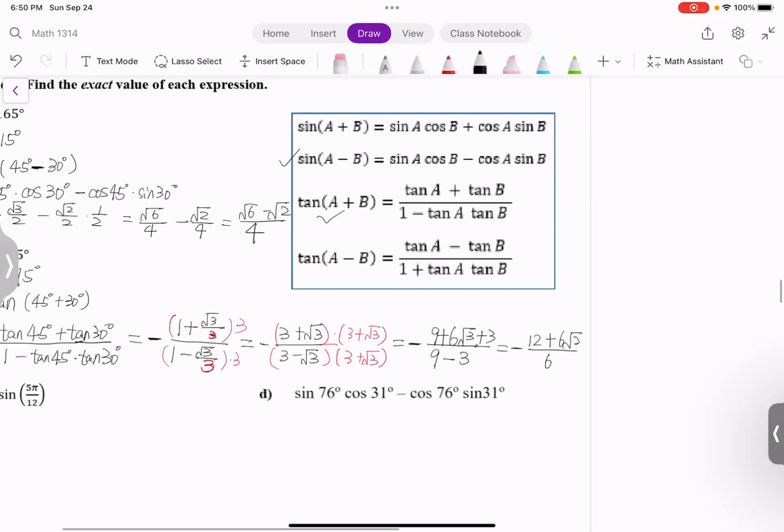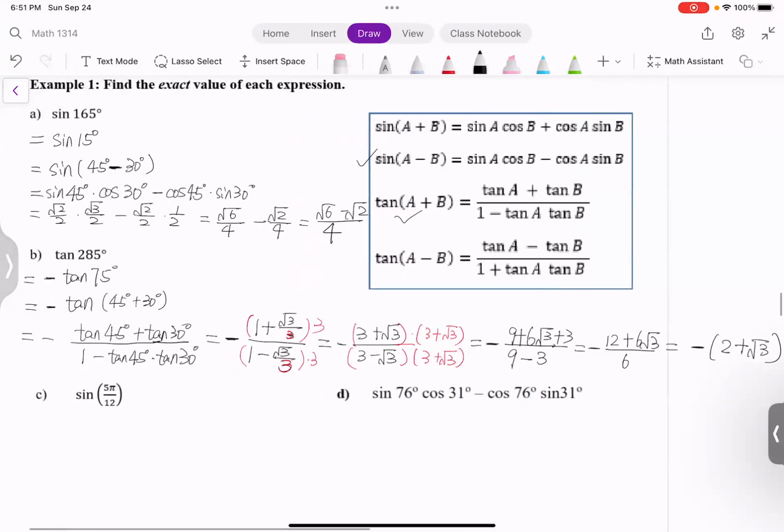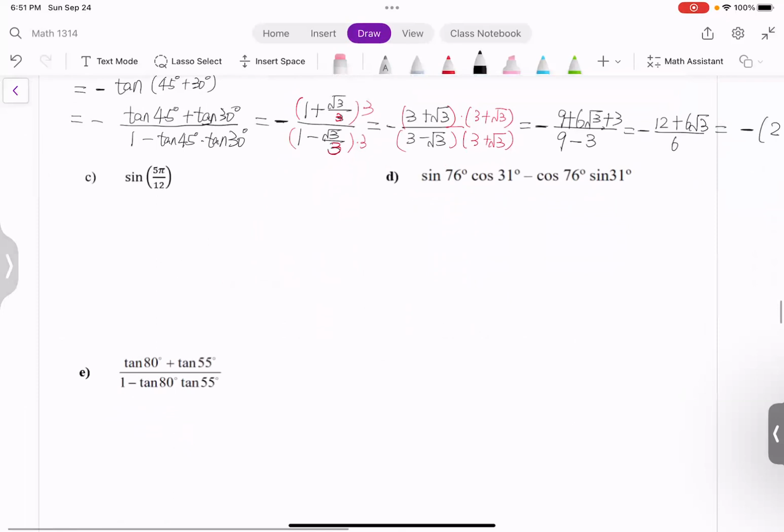6 square root of 3. And then top and bottom, they are all divisible by 6. We have negative. On the top, we have 2 plus square root of 3. If I want to distribute the negative sign, what do we have? We have negative 2 minus square root of 3. So this one, the formula is easy. We did a lot of algebraic computations. All right, let's see the next example.